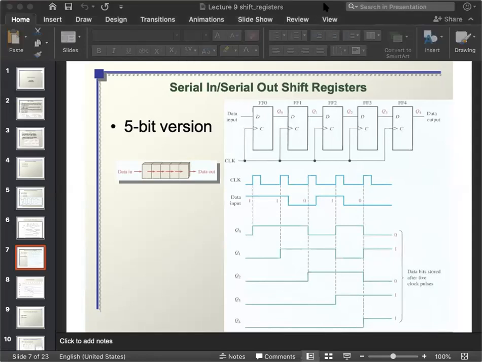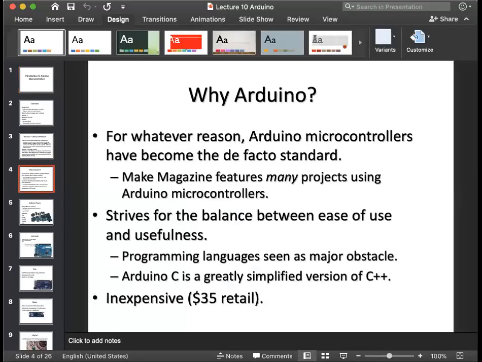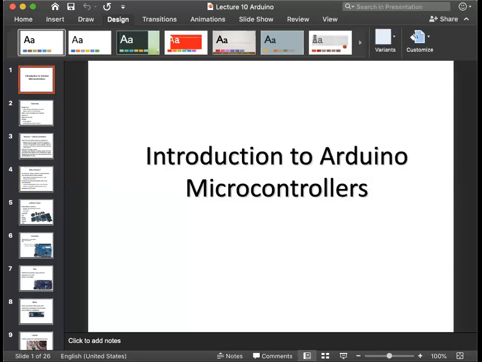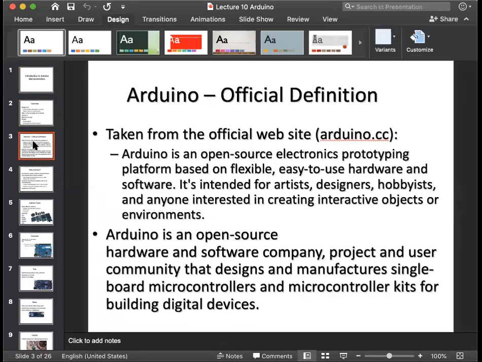Lecture 10 is about Arduino. Arduino is a very common thing in a microcontroller. Okay, so let us define what Arduino is.